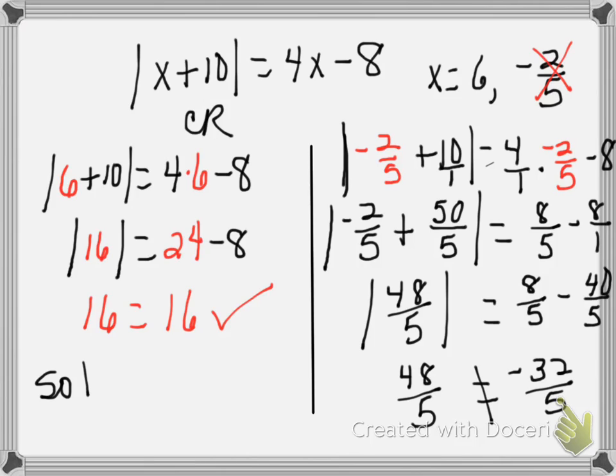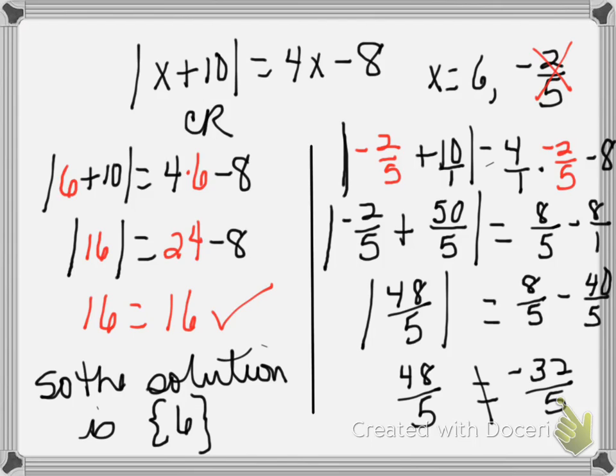Now notice that when we plugged in negative 2/5, it did not work. That's why it's very important. So we had an extraneous solution. So in this case, this 6 was the only one that worked. So if you don't check, then you're going to give both answers and you're going to get it wrong by not checking.